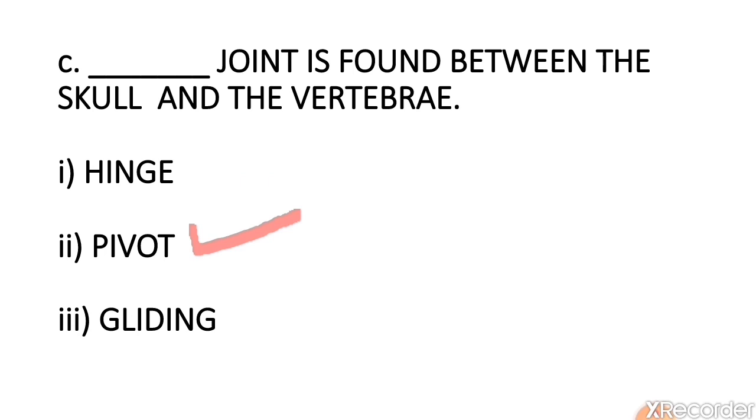C. Dash joint is found between the skull and vertebra. So which joint is present in between the skull and vertebra? Pivot joint. Hinge joints are present in our elbow, knee and fingers. Gliding joints are present in the wrist and ankle. The answer is pivot joint. Pivot joint is found between the skull and the vertebra.